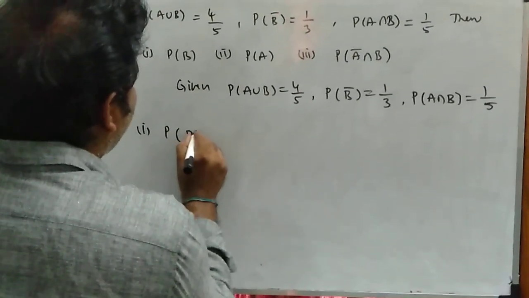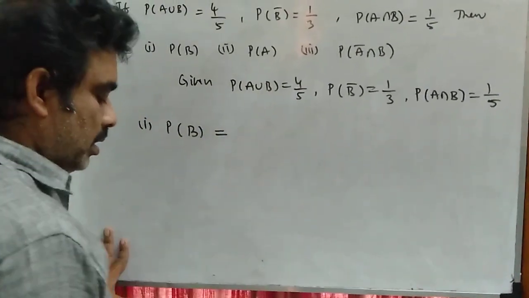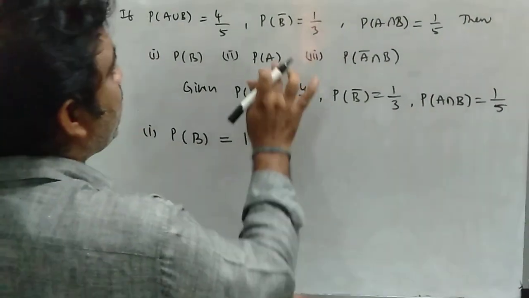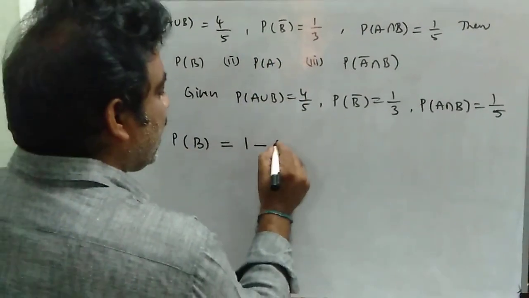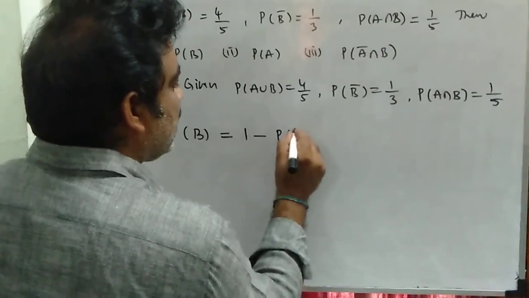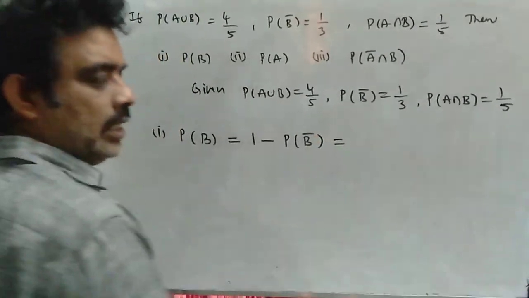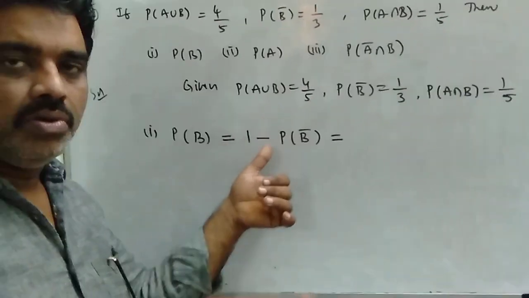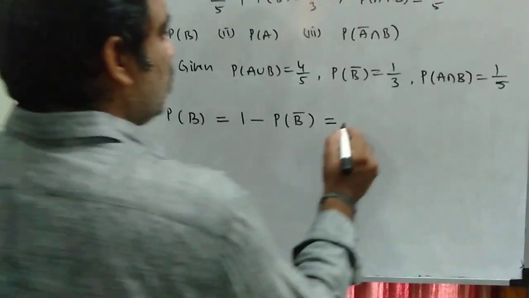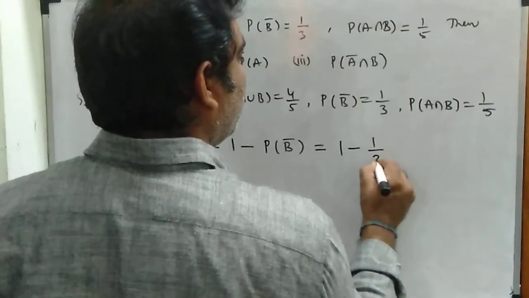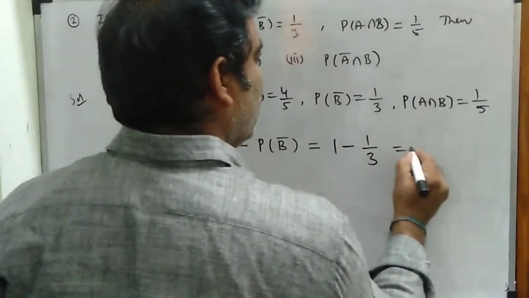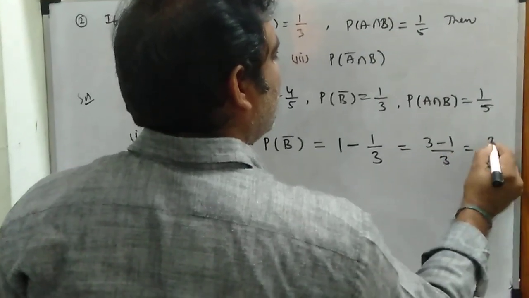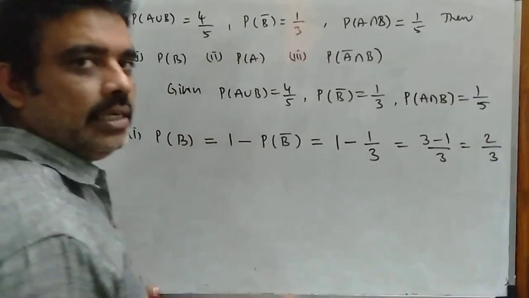We have to find P of B, the probability of set B. So what can we write? P of B can be calculated by using the result 1 minus P of B bar, 1 minus P of B complement. So what is P of B complement? 1 by 3. So 1 minus 1 by 3 is (3 minus 1) by 3, that is equal to 2 by 3. That is the first answer.